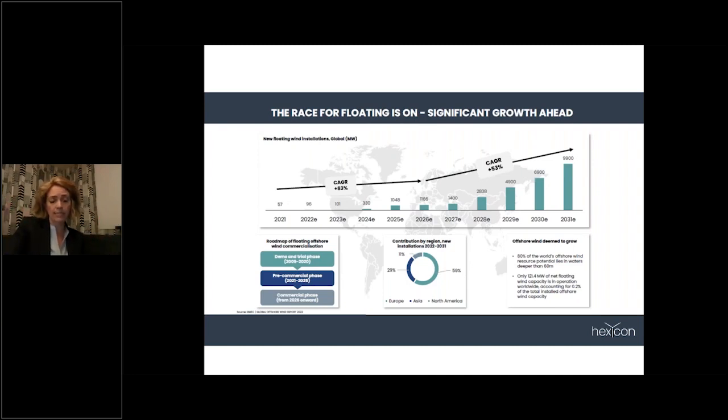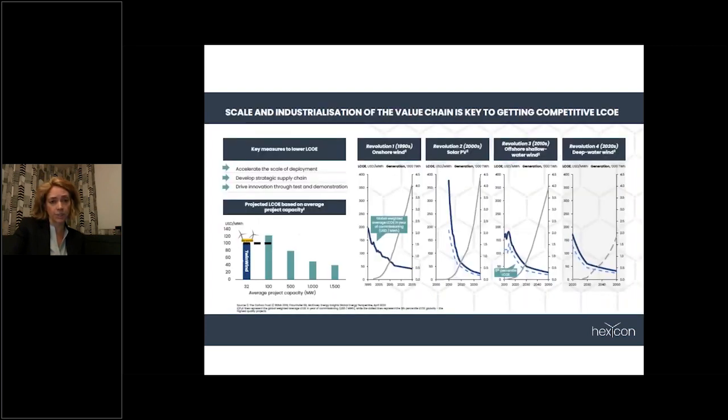But part of that is again coming back to the importance of the resource, the strategic opportunities, as well as the industrialization opportunity in order to achieve this level of installation.